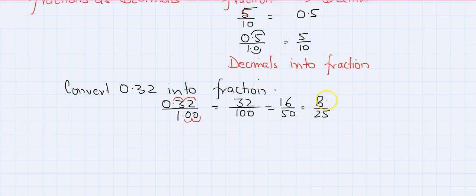Now we can see that there are no common factors. For example, 8 is 2 multiplied by 2 and 25 is 5 multiplied by 5. So the decimal number 0.32 is equivalent to the fraction 8 over 25.